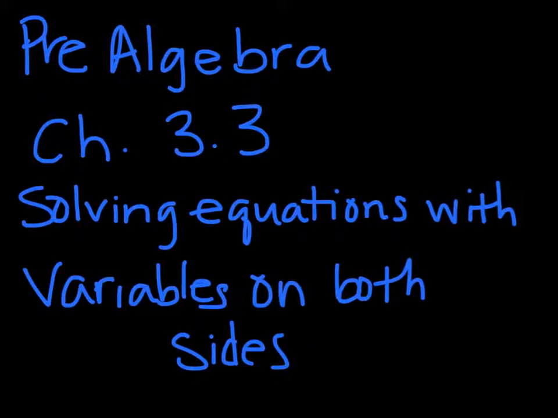This is Pre-Algebra Chapter 3.3, Solving Equations with Variables on Both Sides. Thus far, we've learned to solve two-step equations, but we haven't yet had to solve an equation where the variable is on both sides. Let's begin with an example.